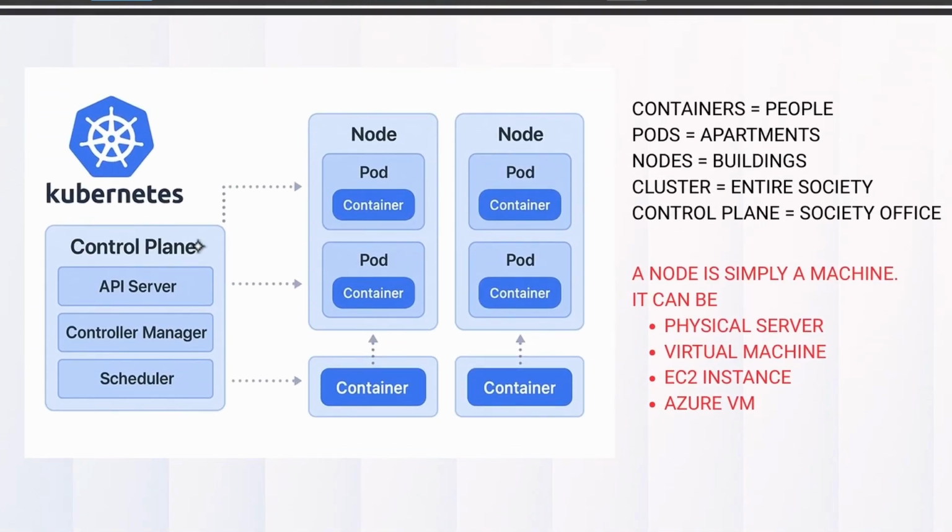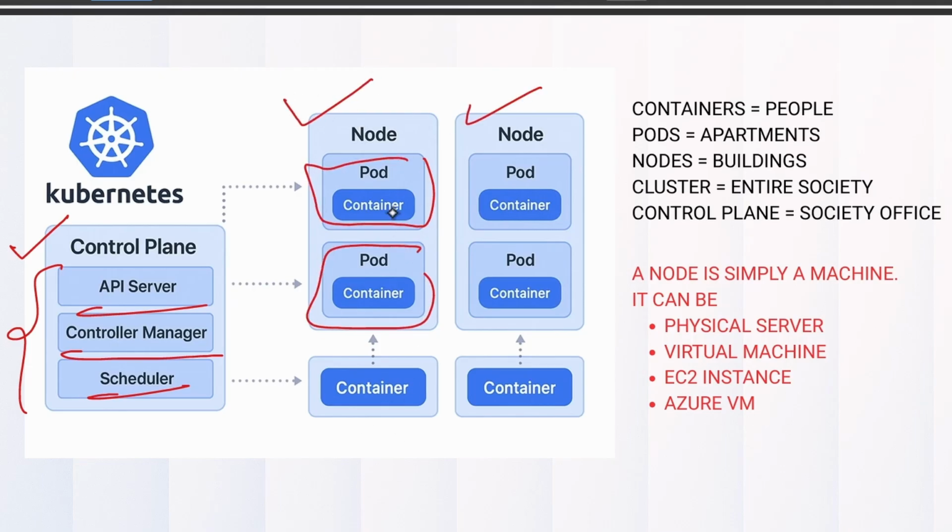As I already explained, we have something known as the control panel. Inside that we have 3 layers: scheduler, controller manager, API server. We have multiple nodes, and multiple nodes can contain multiple pods. Each pod can contain one container. You can see containers are people, pods are apartments, nodes are buildings, clusters are the entire society. This control panel right here is known as the society office.